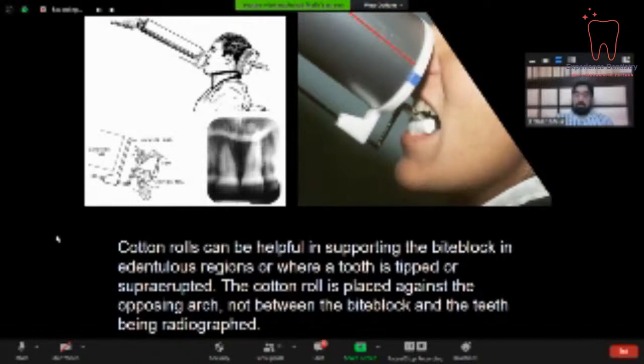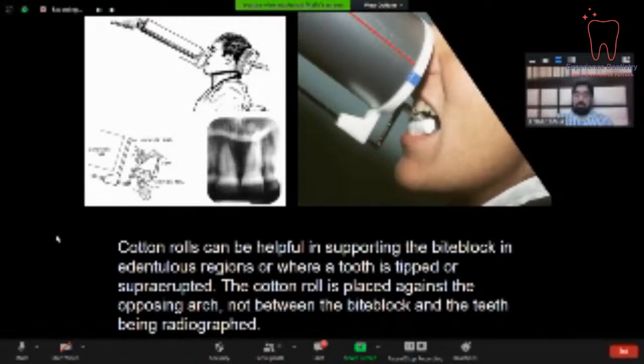Together with cotton here, so as not to hurt the soft tissue if there is a space between them. Okay, and that is the device, with the film inside, and the exact palate technique for the anterior teeth.